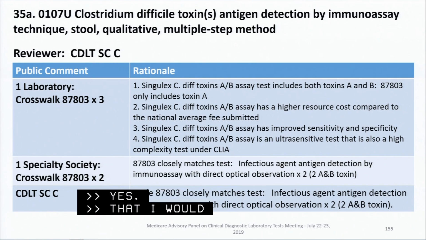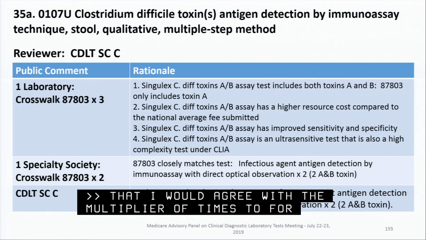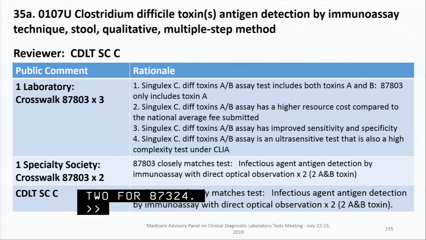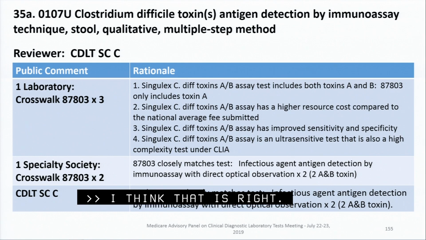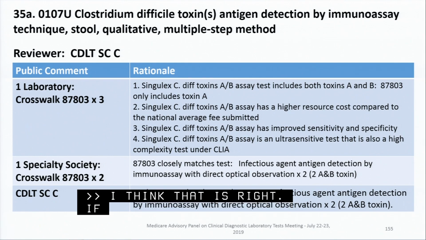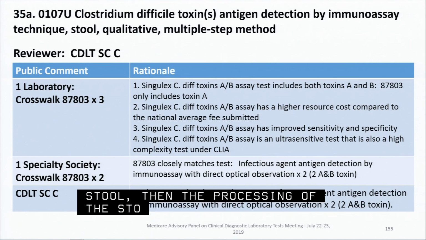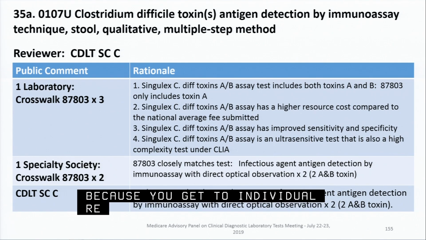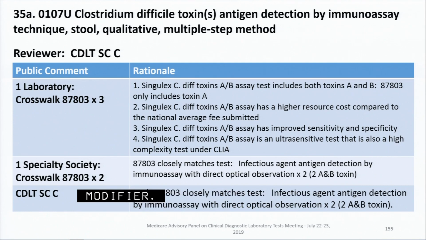I think that's right. If that code is specific to stool, then the processing of the stool would be accounted for, hypothetically at least, in the code itself. And then because you get two individual results, if you do the ×2 modifier, that would account for the complexity of doing the two individual tests.